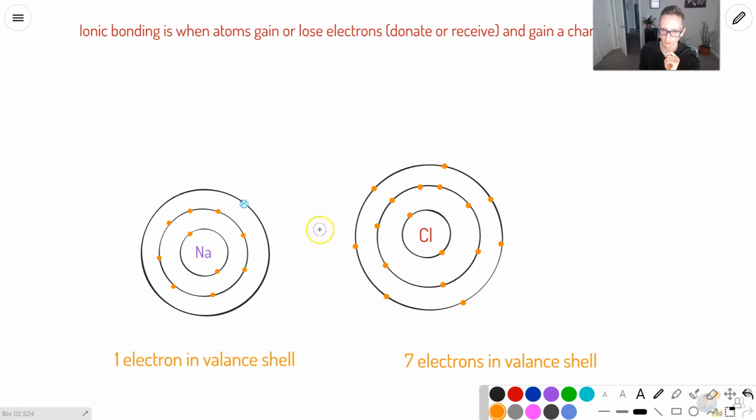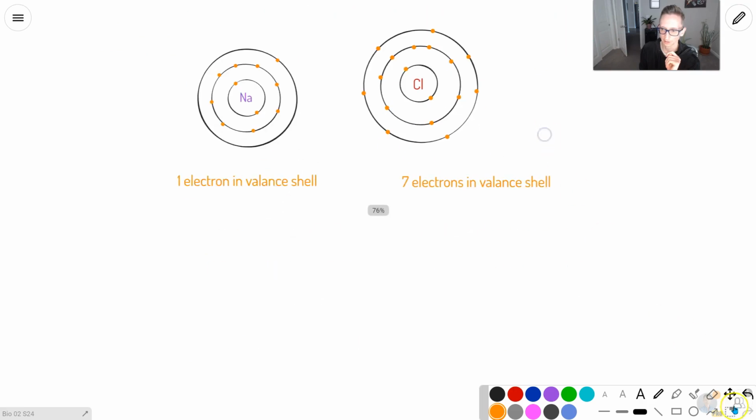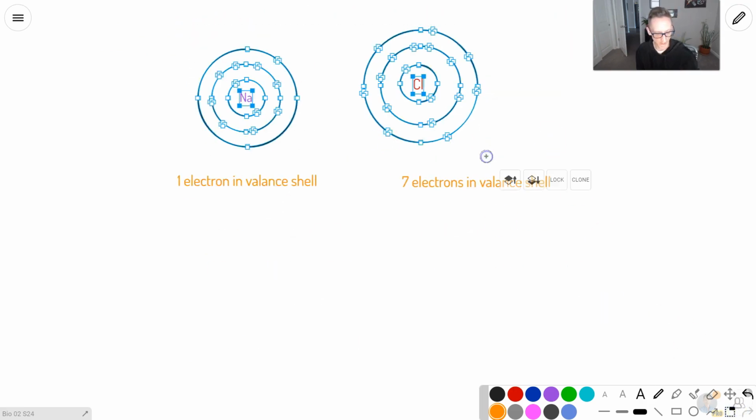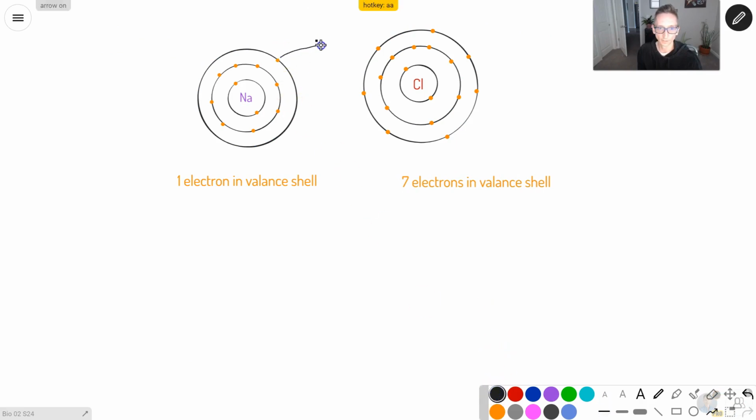if sodium just got rid of this electron and chlorine stole it. And guess what? That's exactly what happens. So this electron jumps over into the shell, and I'll make that a slightly different color just so we can see that. So sodium donates an electron. Like so.